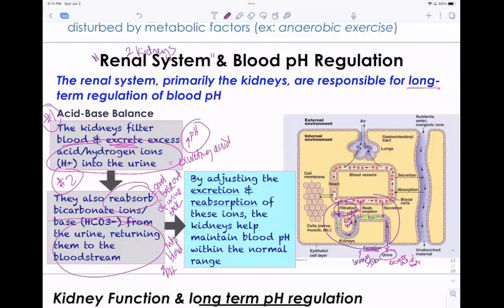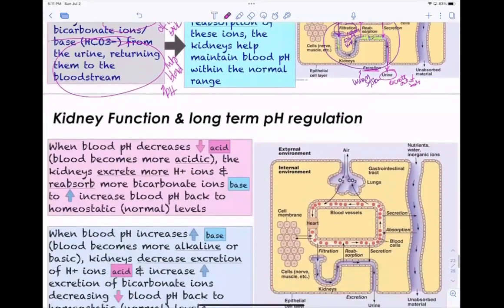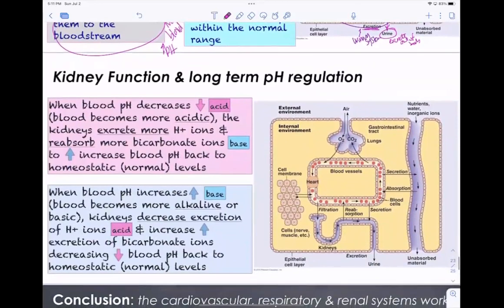And so the kidneys are going to adjust the acid-base concentration of the blood by either excreting protons, which is acid, or reabsorbing bicarbonate, which is base, or vice versa. It can reabsorb more protons and excrete more bicarbonate. So it's adjusting these ions to help maintain blood pH within a normal range. And so this is for long-term control.